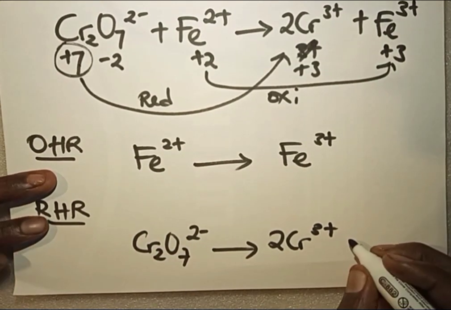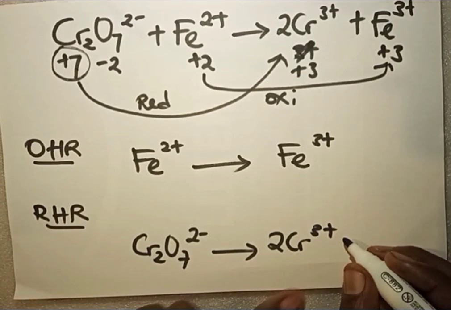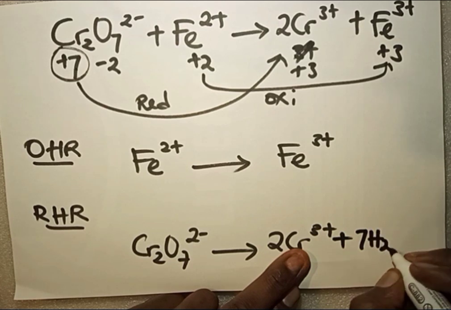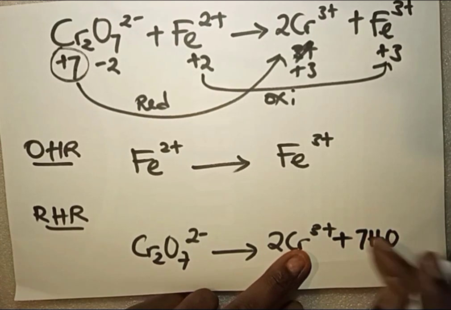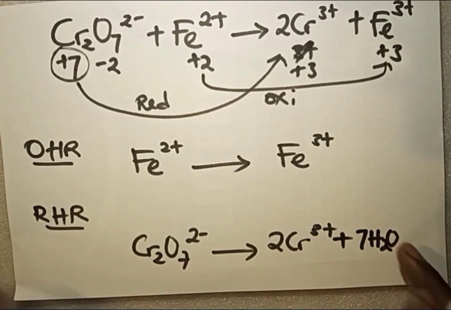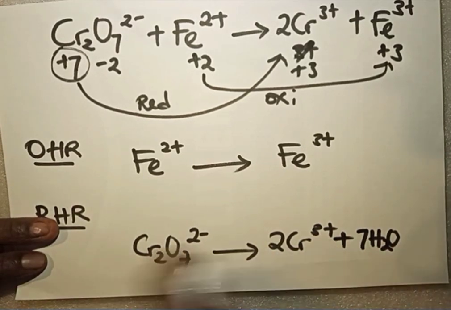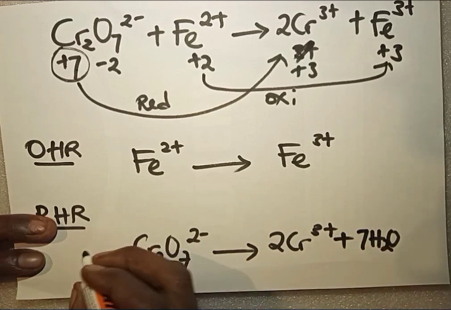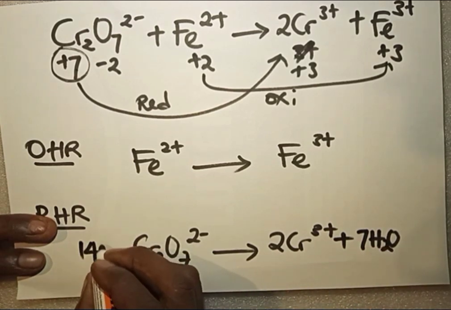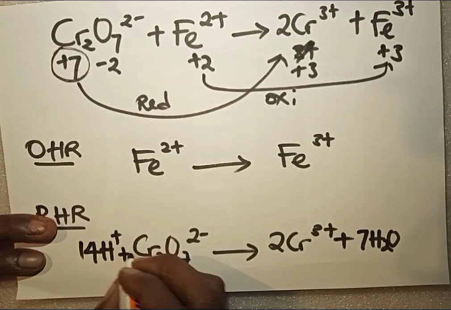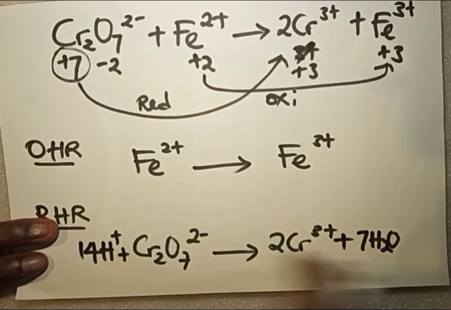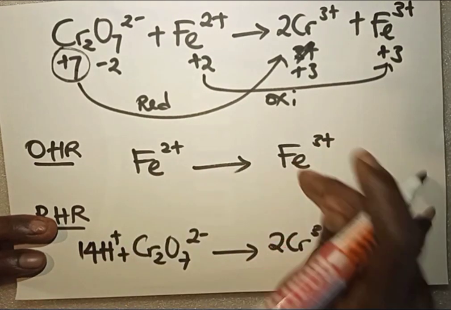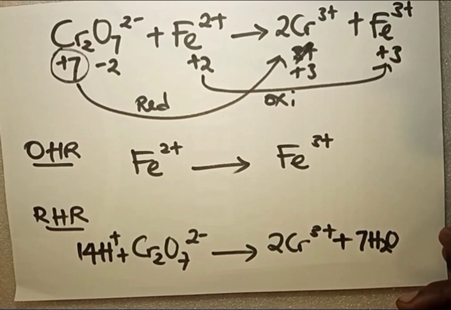So what do we do to balance oxygen? It is to add water. So we're going to add 7 molecules of water for us to have 7 oxygens. Is hydrogen balanced? No. We have 14 hydrogens here. On this side we don't have. So we're going to add the 14 hydrogen ions. Hydrogen balanced, oxygen balanced, the other elements, compounds, molecules balanced, even here balanced. What is remaining? The electrons.